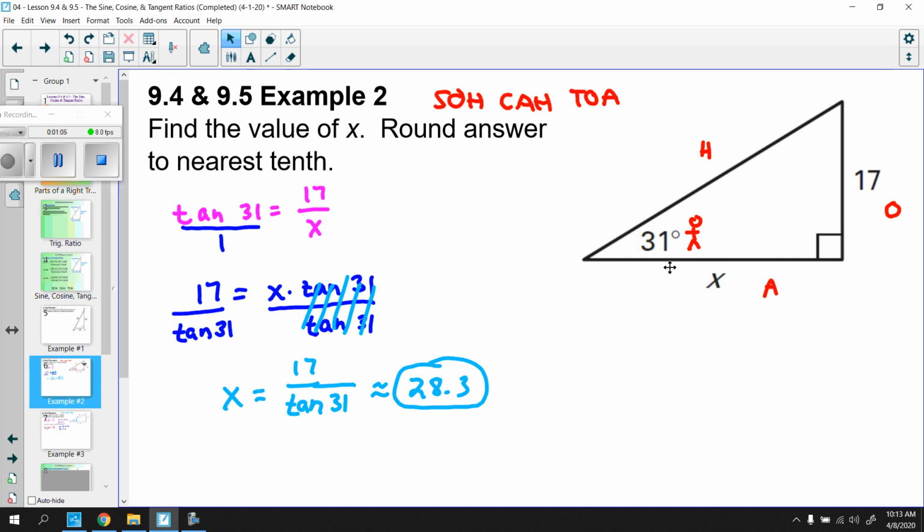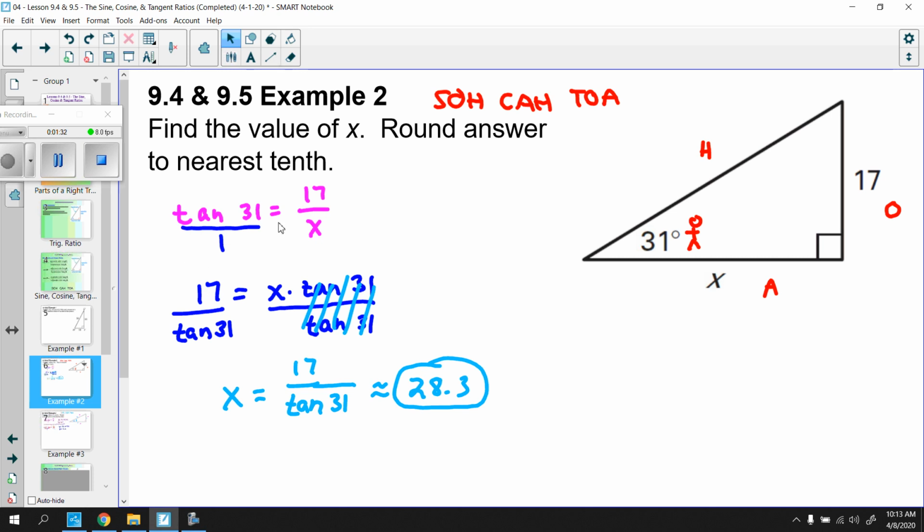So we put ourselves at an acute angle and labeled the sides. Everything was in terms of hypotenuse, opposite, and adjacent. We label our sides depending on where we're putting our little person. I know opposite, I want to know adjacent, so that's how we decided on tangent. Tangent is opposite over adjacent. So I went tangent of 31 is opposite over adjacent. That's where what's in pink came from, and the blue is me solving it.